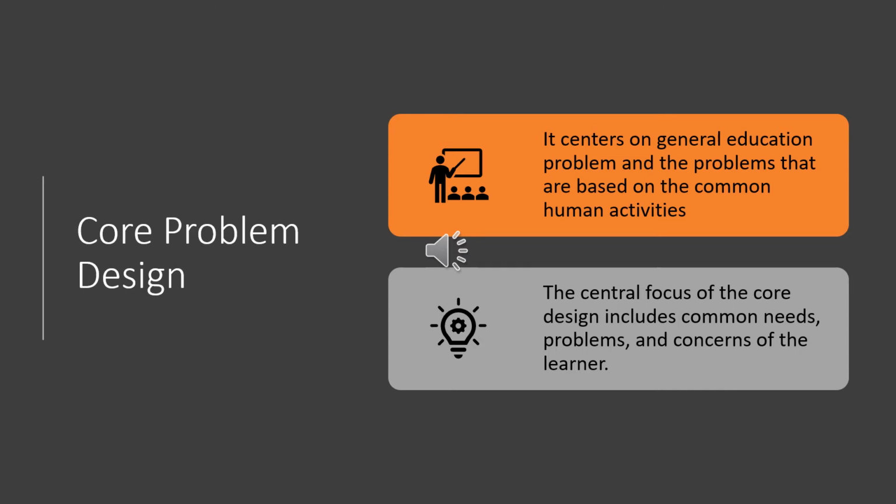Another example of the problem-centered design is the core design. It centers on the general education problem and the problems that are based on the common human activities. The central focus of the core design includes the common needs, problems, and concerns of the learner. There are ways on how to proceed following a core design of a curriculum. It was popularized by Faunce and Bossing in 1959. Here are the following ways.